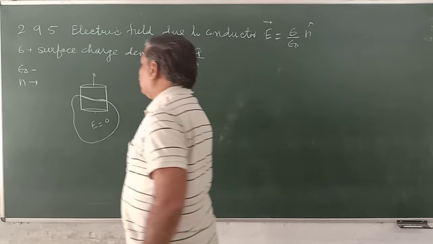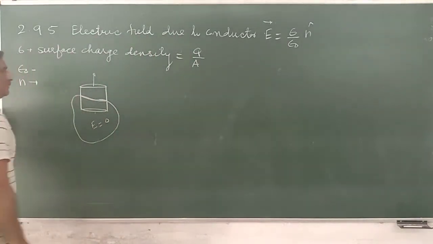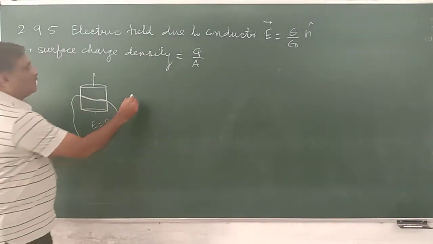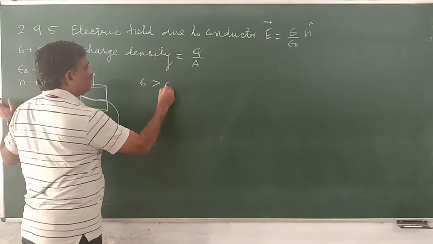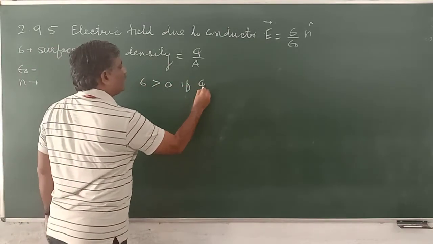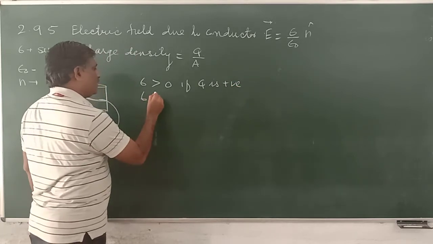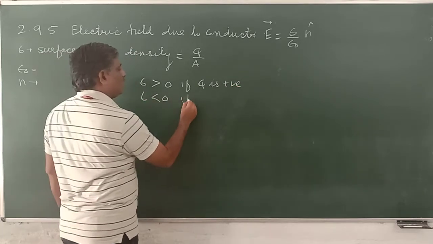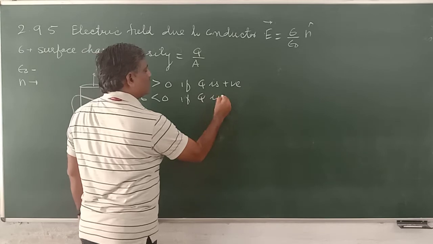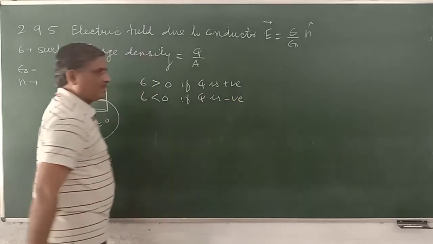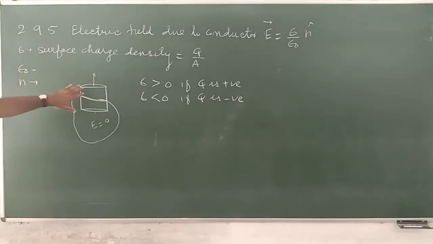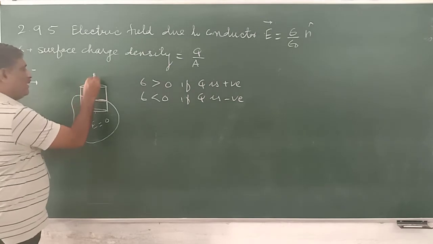Again, sigma is positive if Q is positive. Sigma is negative if the charge is negative. So it means that E is normal.